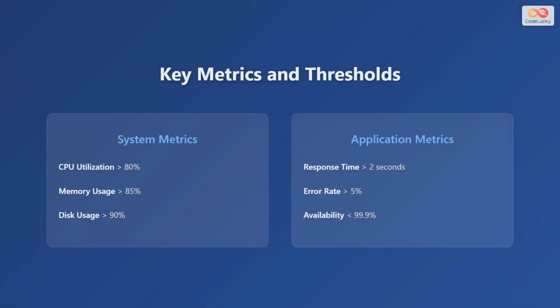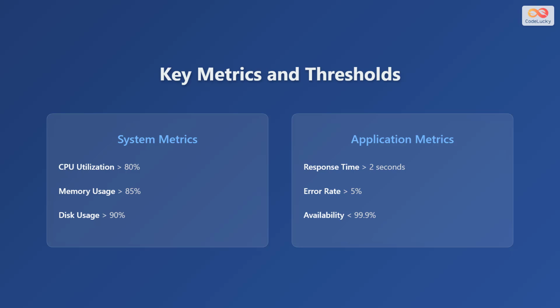To effectively monitor your systems, it's important to focus on key metrics and set appropriate thresholds. Let's discuss system metrics. We have CPU utilization. You should trigger an alert if it's greater than 80%. Memory usage. An alert should be triggered if memory usage is greater than 85%. Disk usage. An alert should be triggered if disk usage is greater than 90%.